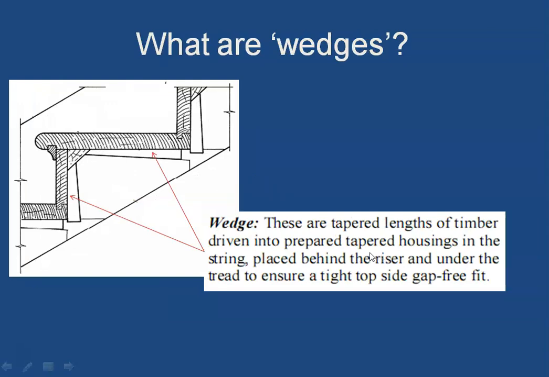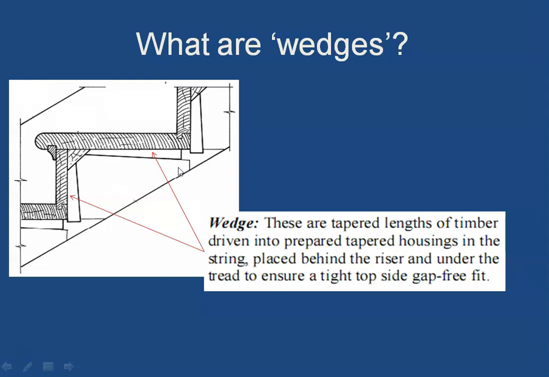Now what are wedges? What you will see is that when we fix the tread and riser combination into the string, which is the inclined member, we make a groove or a housing inside this particular string, which again we will see more in detail when we see the detailed sketches. And to fix the tread finally in these grooves, we use a pair of wedges. These wedges are used to fix the tread and riser properly into the string.